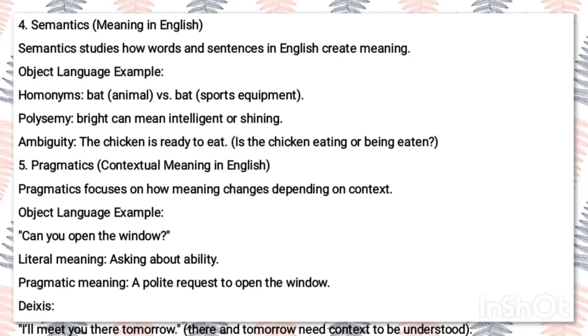Next one is deixis. Some words in English depend on the context for their meaning. For example, in the sentence, I will meet you there tomorrow, the words there and tomorrow need context to be fully understood. Where is there? When is tomorrow?